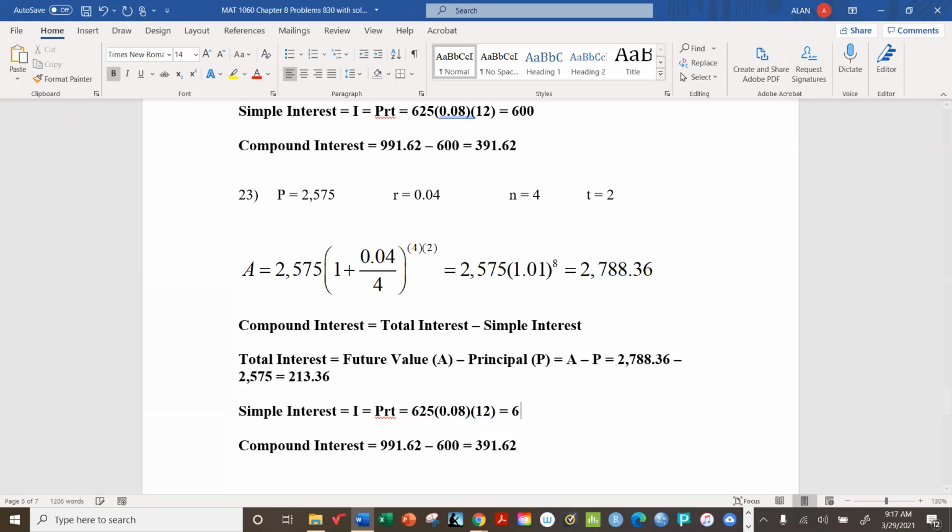The simple interest is $2,575. 4% times 2 equals $206. And then the difference between them is $736.